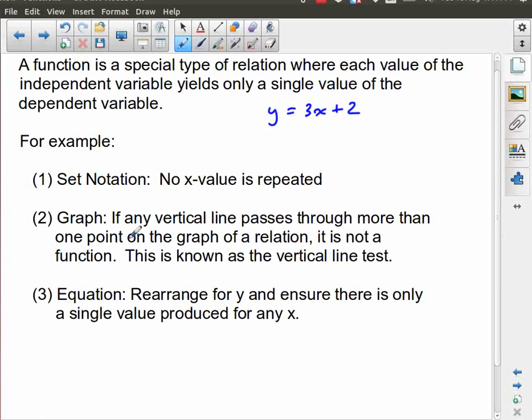And when we're talking about graphs, and again, this is review, the idea of something known as a vertical line test. And we're going to take a look at that shortly. So the vertical line test is a very quick and easy visual way to determine whether or not a relation is actually a function by looking at the graph. When we look at equations, we rearrange for y, and we do these little mental gymnastics to find out whether or not each value of x only produces a single value of y.